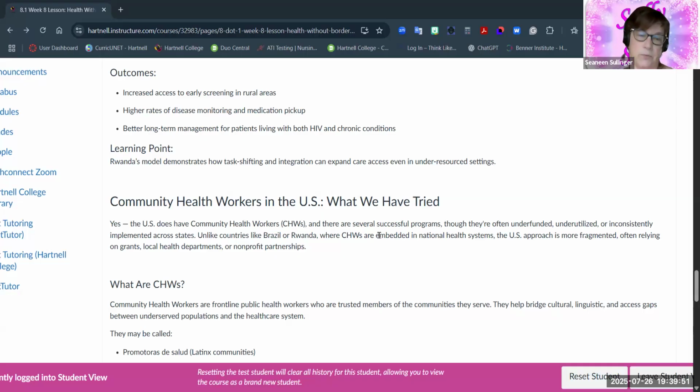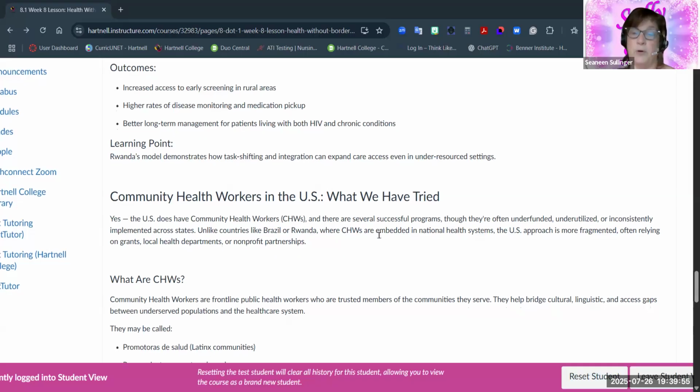How trained? We ask what's the criteria? How trained are these people? And the approach is more fragmented. So we'll try it here, but not here. Like there's no one place that says, hey, let's do this or do that. And there's not a funding source, right?